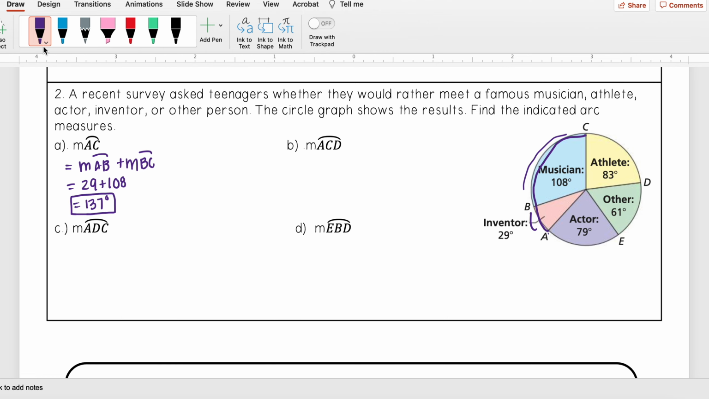Next one to find is ACD. So A, C to D. And so I see here I have 3 different parts that I'm going to add together. And so this is going to be 29 plus 108 plus 83. And when I add those together, I get 220 degrees.